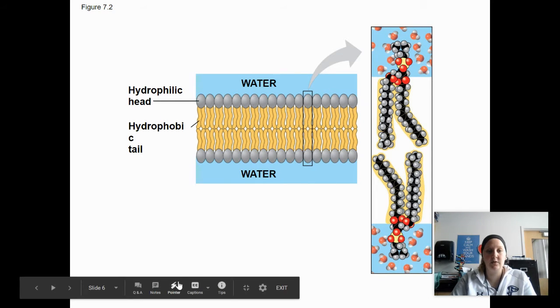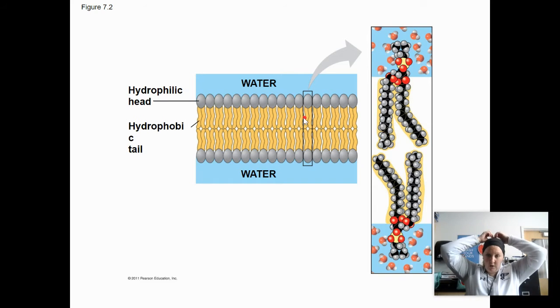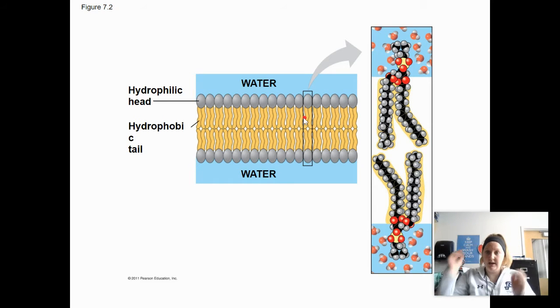So this right here is a typical phospholipid, where this is your phosphate head, and these are your fatty acid tails. Your heads are hydrophilic because they interact with water. Your tails are hydrophobic because they do not like water. Think like oil and water. When you put oil and water together in a beaker or in a bottle, they'll separate out. And that's because oil is hydrophobic.